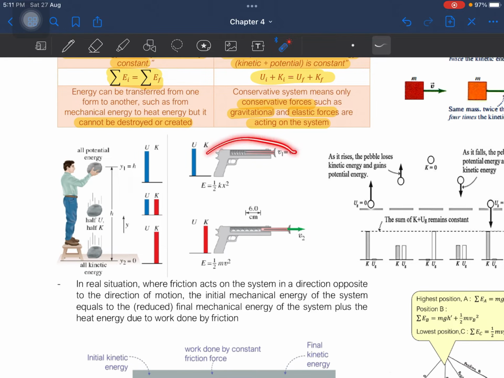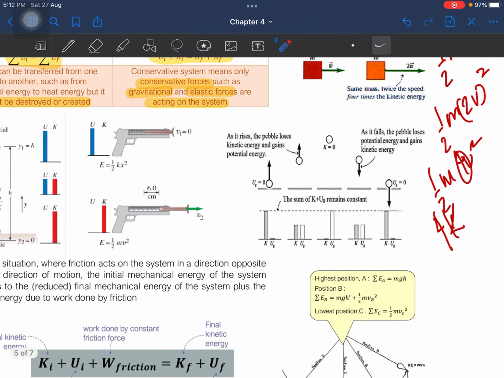Okay? Right, sama juga untuk gun. We have only potential energy at this point. Okay? Tapi bila kamu shoot it out, there is only a presence of kinetic energy. Sebab sekarang ni dia ada velocity. Okay? Okay, what else? This one pula. Okay, so initially the pebble is here, so there is no motion. It is equal to 0. So, kejap.